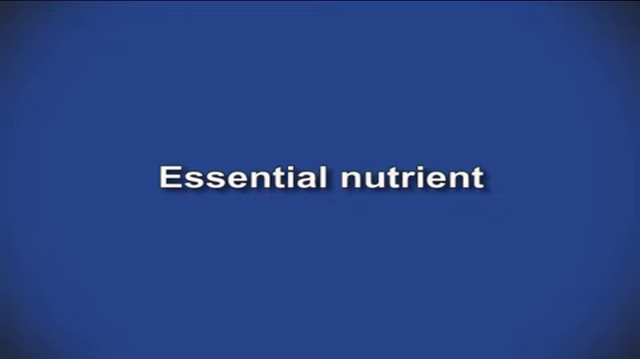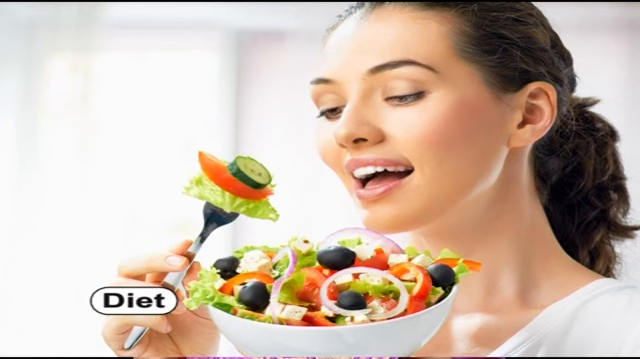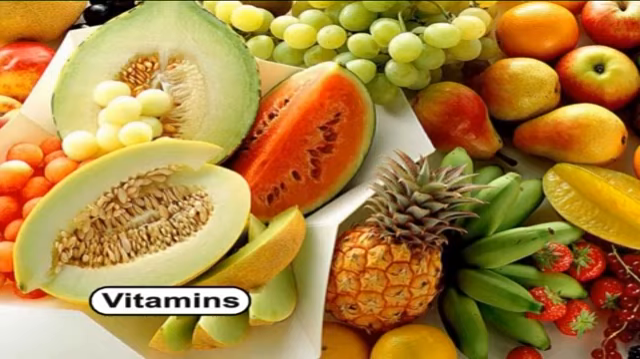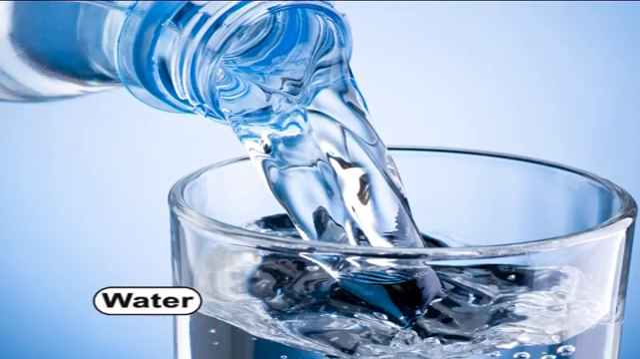Essential nutrient. An essential nutrient is a nutrient that the body cannot synthesize on its own and must be provided by the diet. These nutrients are necessary for the body to function properly. The 6 essential nutrients include carbohydrates, protein, fats, vitamins, minerals and water.